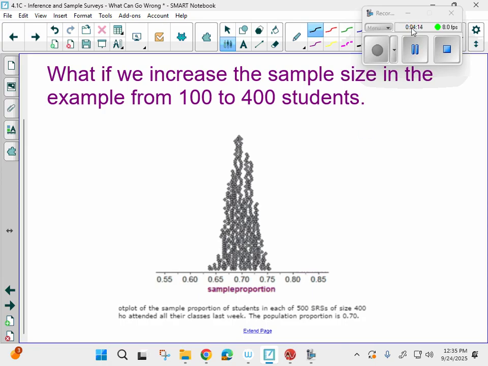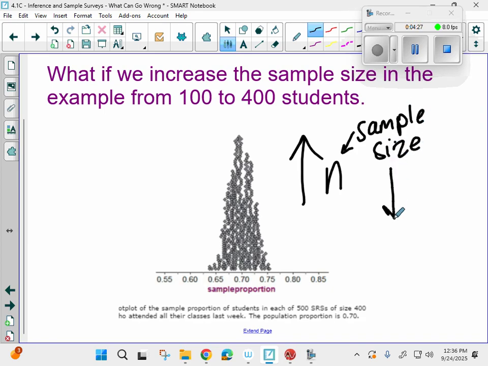All right, so the main thing I would write down, you guys, is as you increase n, and n is your sample size, you decrease your standard deviation or your spread or your variability. All those words mean the same thing. Okay, we're going to get a lot more samples closer to the truth because I asked 400 kids instead of 100 kids. Okay.